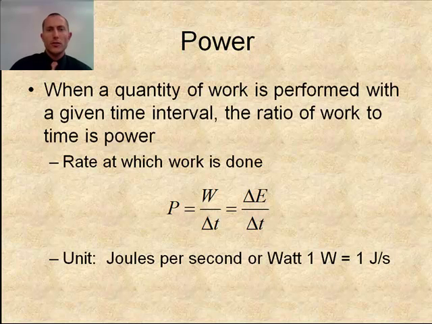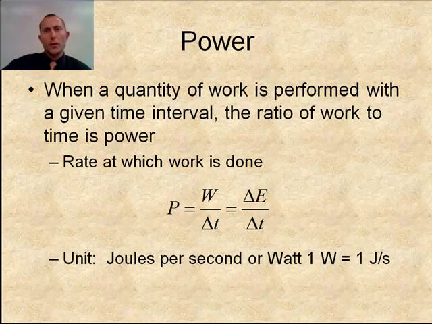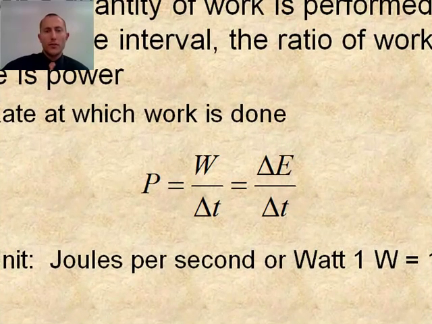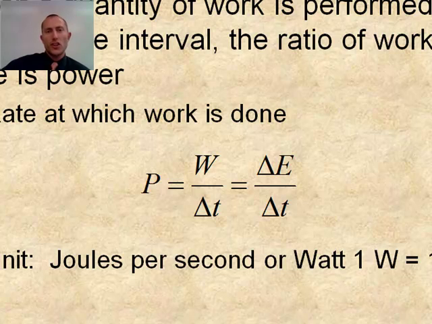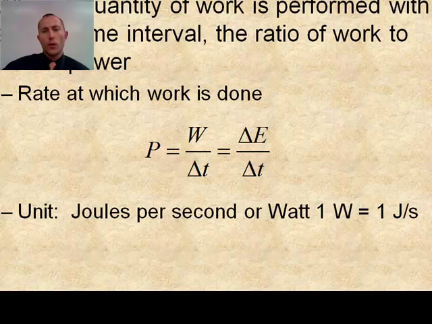And we can also think about it in terms of the change in energy. Because if we remember, work is changing the energy of a system. So when you do work on a system, you're changing the energy of that system. And so our equation can come in two forms. We can say it's the work per unit time or the change in energy per unit time. And our units for power are what we call watts, W-A-T-T, or joules per second.